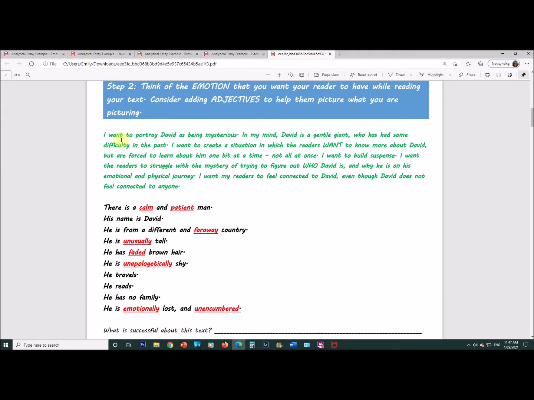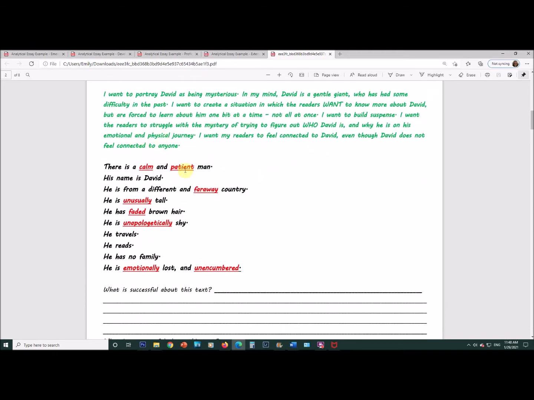That's my main goal. I've got everything in red that's underlined. These are the new words that I've added since the last page. So there's a calm and patient man. His name is David. He is from a different and faraway country. He is unusually tall. He has faded brown hair. He is unapologetically shy. He travels, he reads, he has no family. He is emotionally lost and unencumbered.